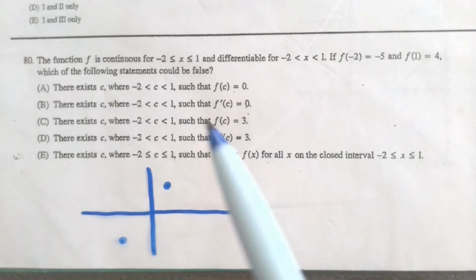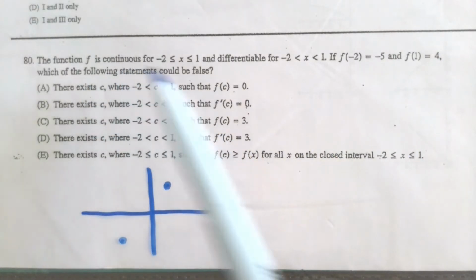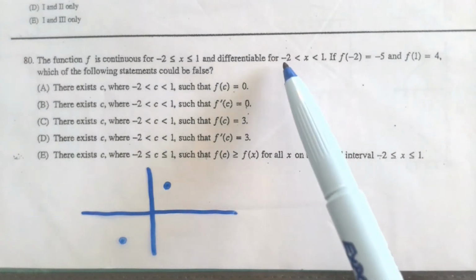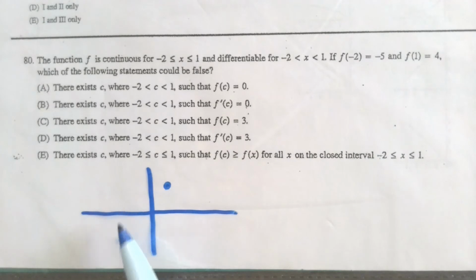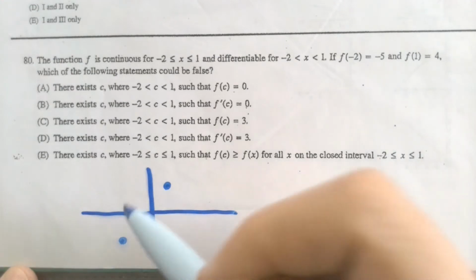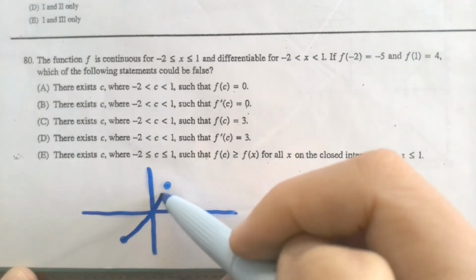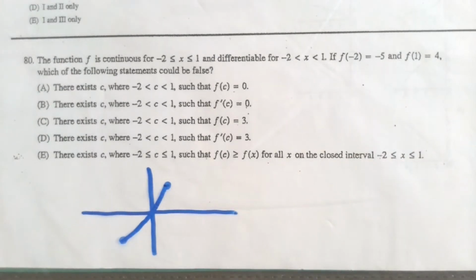So our first example, they give us a function that is continuous and differentiable for this -2 to 1 interval, and then they give us the points (-2, -5) and (1, 4). So I went ahead and put them on a graph. We do have it being continuous and differentiable, so if we want to go ahead and connect those, it's not exactly what it would look like, but it gives us a pretty decent example.